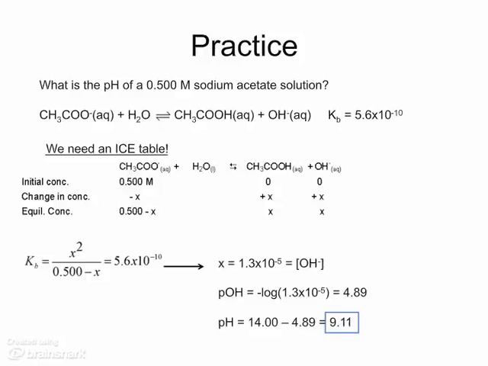And we get that x is equal to 1.3 times 10 to the minus 5 molar, which is the equilibrium concentration of OH-. Now we can take the pOH, which is the negative log of the OH- concentration, and we get 4.89. To solve for pH, we just take 14 minus 4.89, we get 9.11.